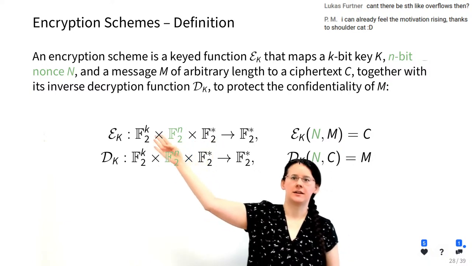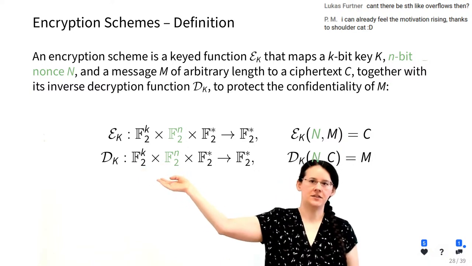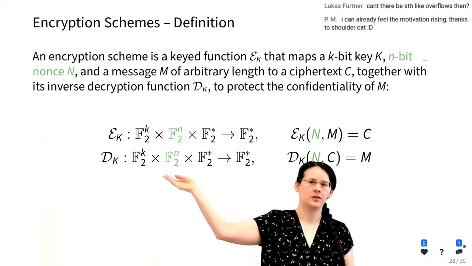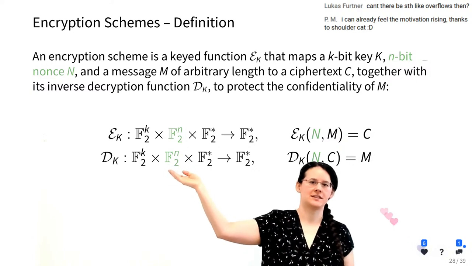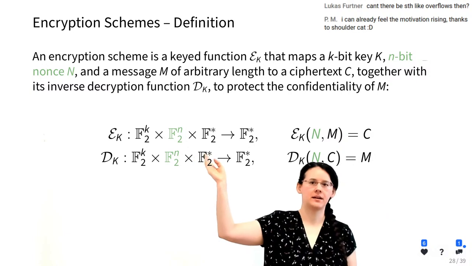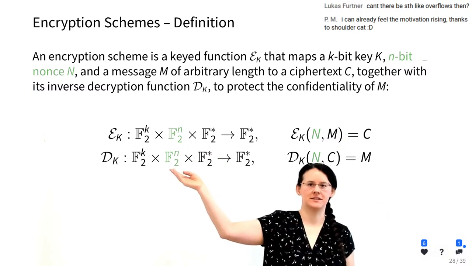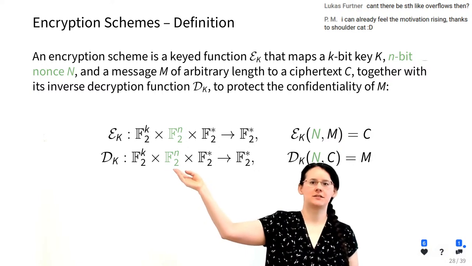So it takes as input a key, that's the first input. Both the encryption and the decryption need the key. Then there is this thing marked in green here, which is new and which is to fix the second of the problems we had. Namely, the problem there was that identical messages are translated to the same identical message. This is fixed by this nonce here.